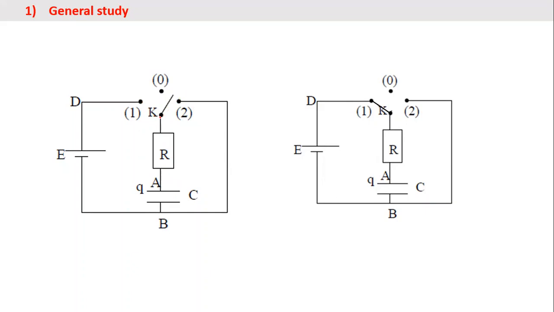Now for the switch, I can put it on the position 1, or I can put it on the position 2. If I put it on the position 1, this means I have a dry cell, a capacitor, and a resistor. And here we say that the capacitor is charging. So here we have the charging process of the capacitor.